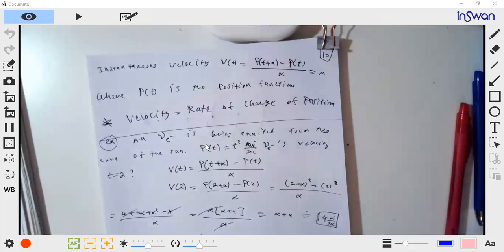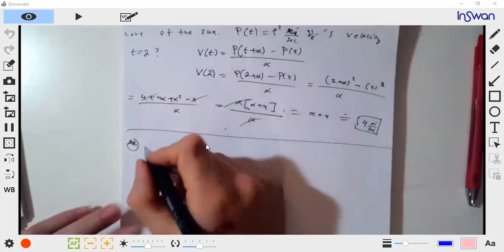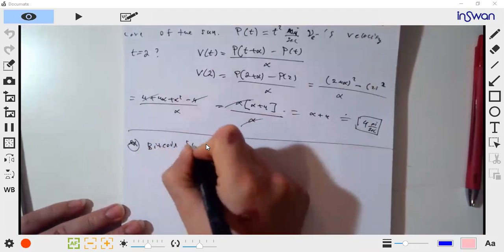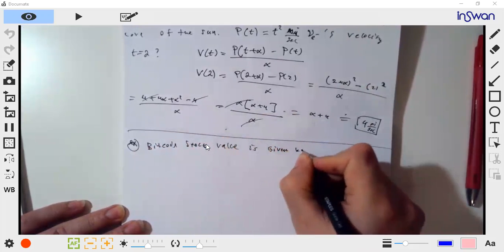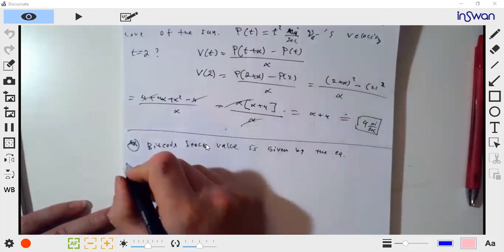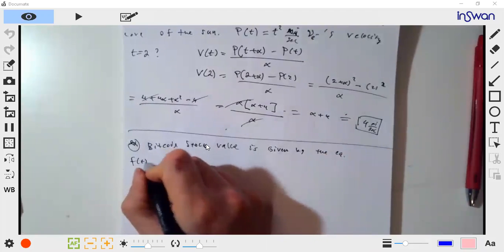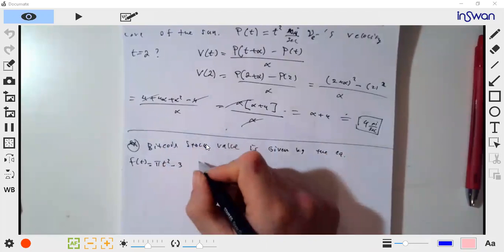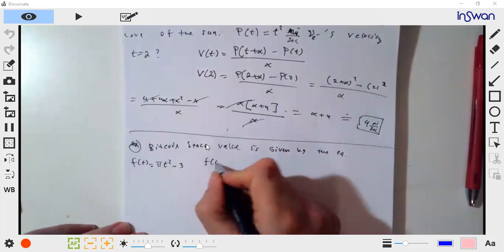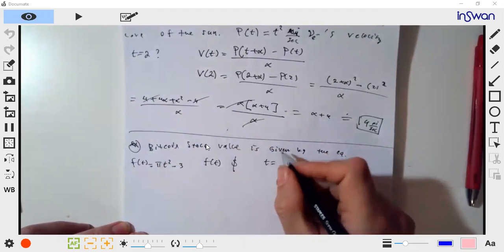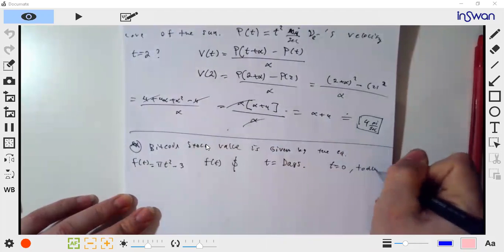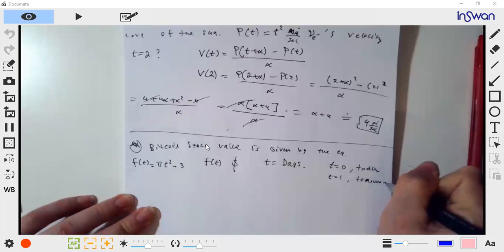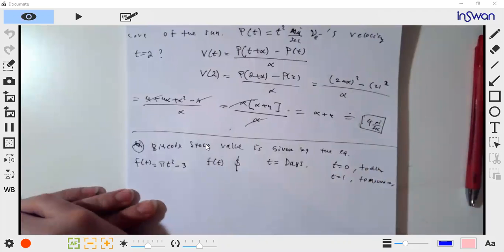Okay. Let's do another example. Let's say Bitcoin stock value is given by the equation f of t is equal to pi t squared minus 3, where f of t is in dollars and t is equal to days, where t equals 0 is today and t equals 1 is tomorrow and t equals 2 is the day after that, yada yada yada. You get it.